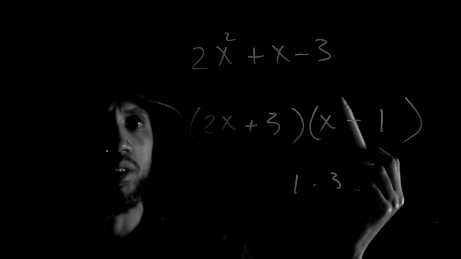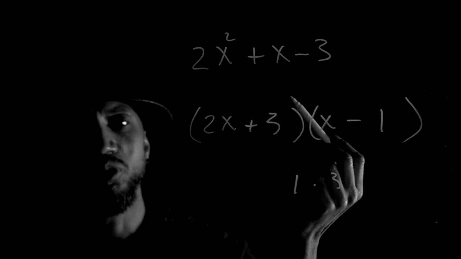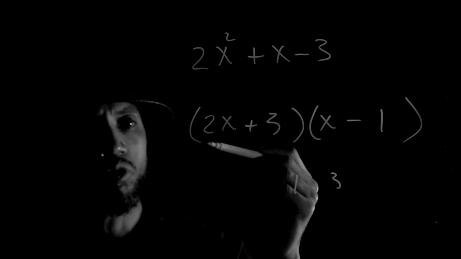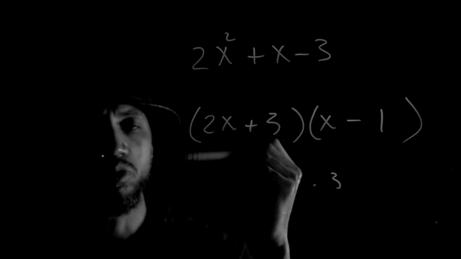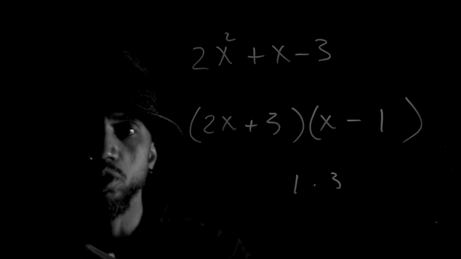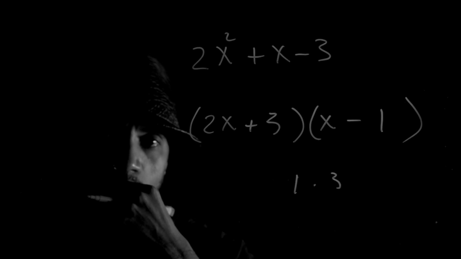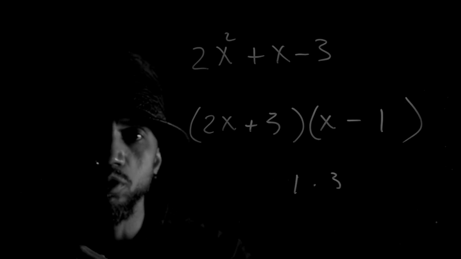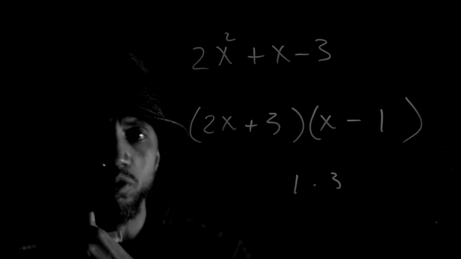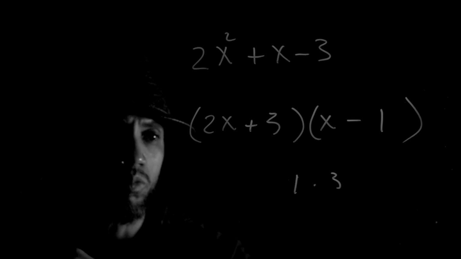It wasn't terribly bad, because this first number is a 2. There's only one way to get that: 2x times x is 2x squared. But essentially what we're doing is looking for two numbers that multiply to equal one number, and that also add to equal another number. Depending on the method you use, there's going to be a little bit of trial and error going on sometimes.